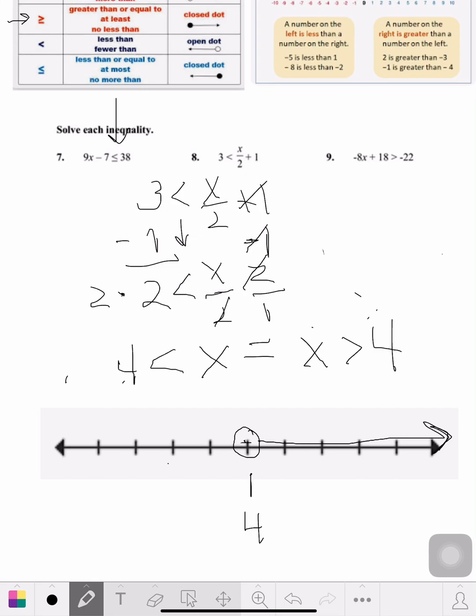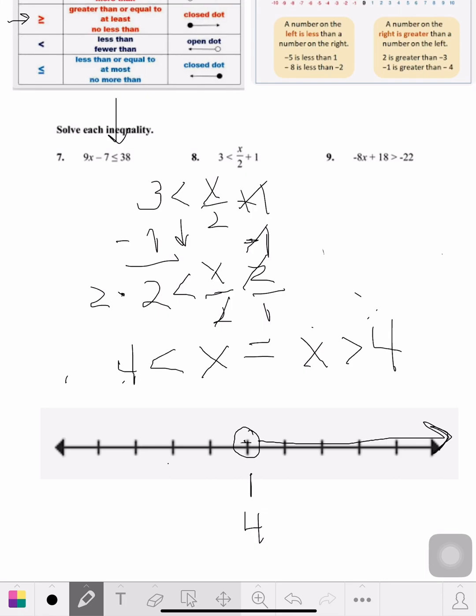But you see how we did that? I flipped the sign, or I could read it just backwards. X is greater than 4, so that means it's every number bigger than 4. And the greater than is going to the right, okay? And the fact that it's just greater than with no equal sign means it's an open circle. And that's all there was to that one, okay?